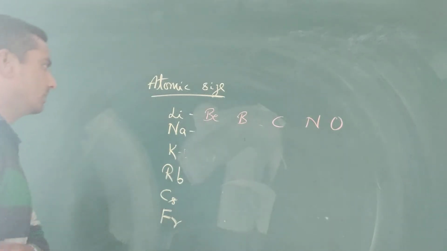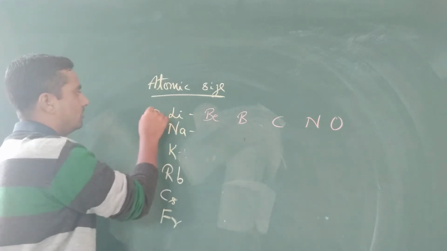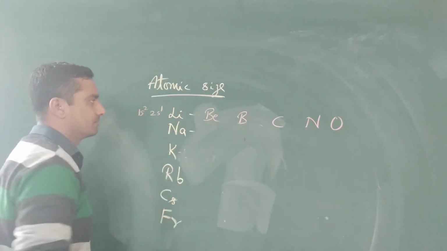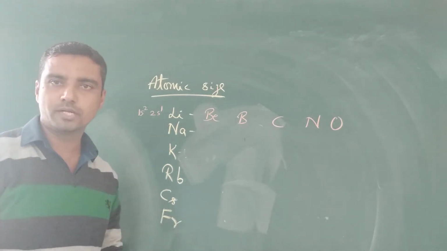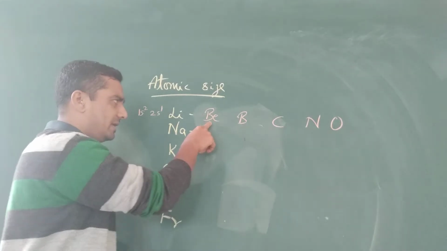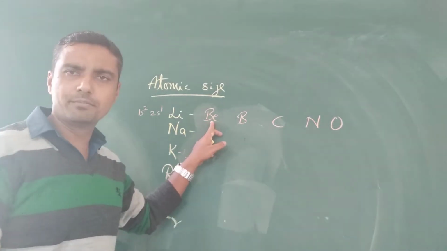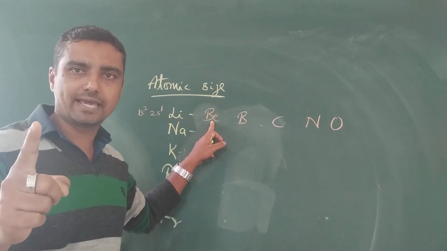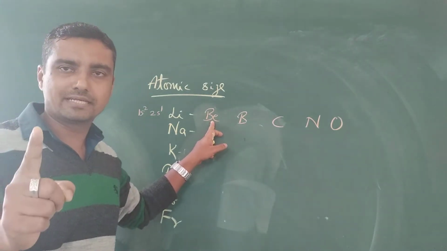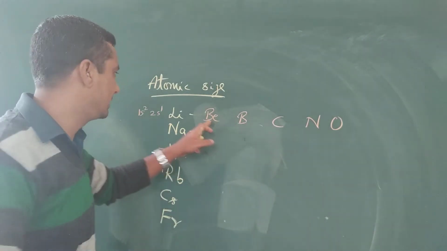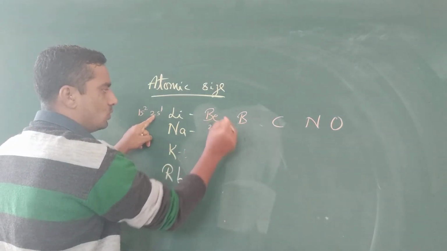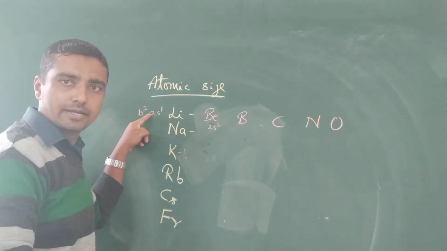Here, the electron configuration of lithium is 1s2 2s1. If we go for beryllium, the atomic number is 4. One more extra electron is added to the same orbital. Here it is 2s1, and here it is 2s2.